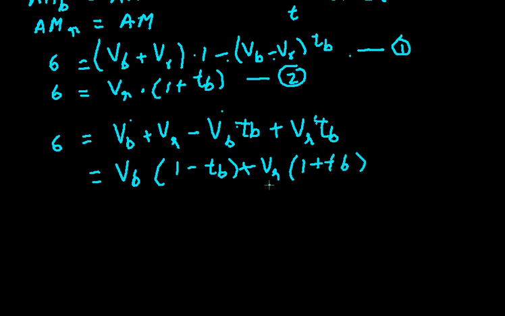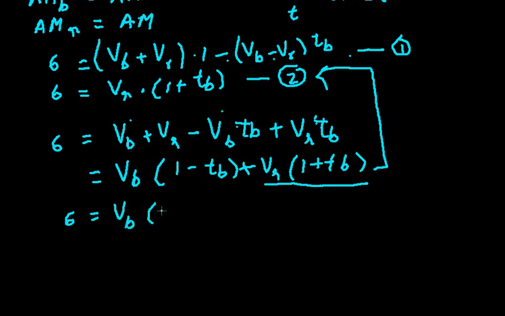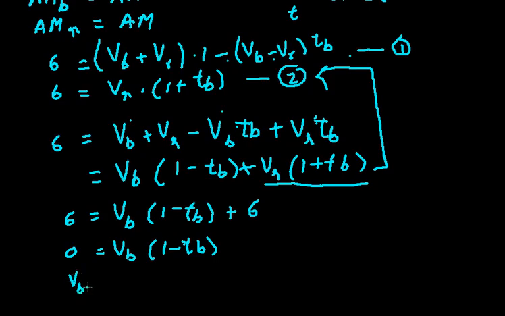So it looks like we have seen this term somewhere. This is nothing but what we have in our expression 2. So substituting the same, 6 is equal to VB into 1 minus TB plus 6. So subtracting 6 from both sides, I would be getting 0 equal to VB into 1 minus TB. So just interchanging the equations, that would be VB into 1 minus TB equal to 0.